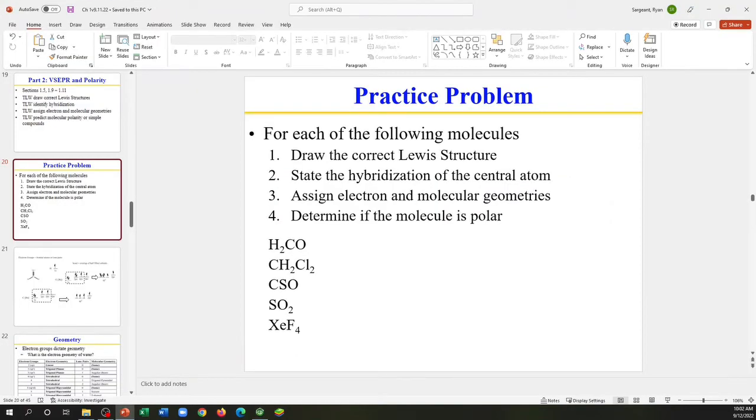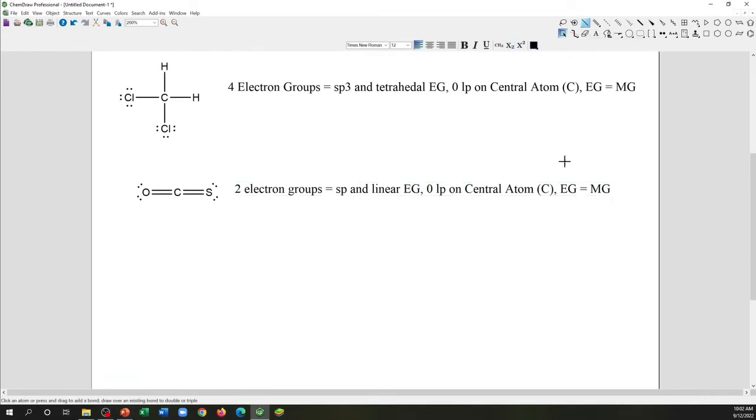Easy enough. Next one. SO2. This is not an organic compound, so we have to be careful using the HONC-X rules. I'm going to put sulfur in the middle, and I've got an oxygen on each side. So here's an oxygen over here and an oxygen over here.